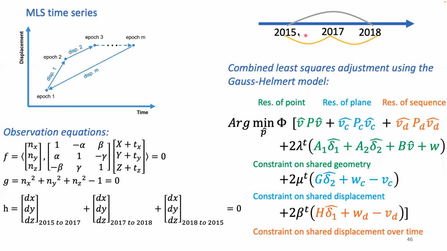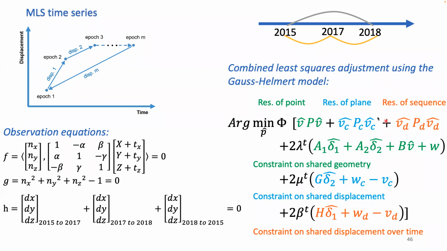But if we have measurements from 2015, 2017, and 2018, for example, we can measure the displacement from 2015 to 2017 and 2017 to 2018. But when we add those two together, they should be the same as an independent displacement from 2015 to 2018.